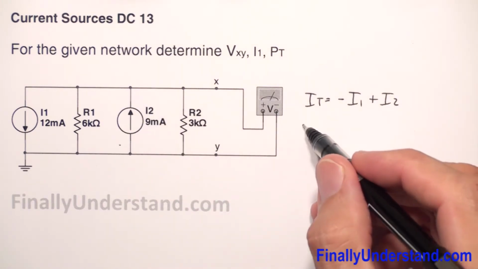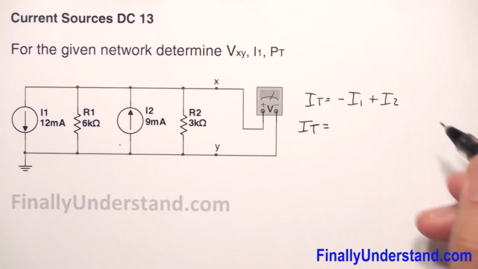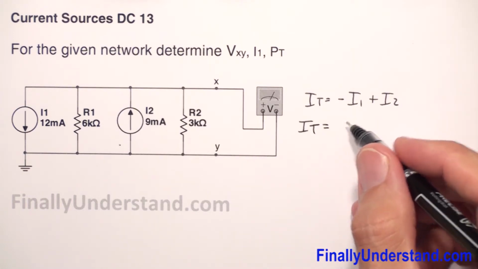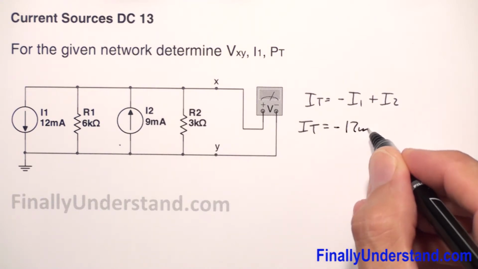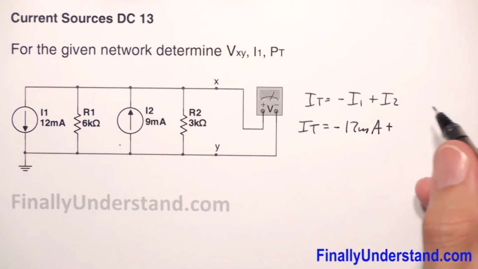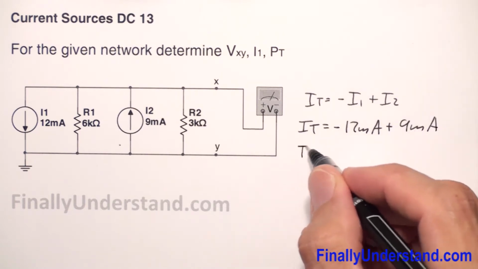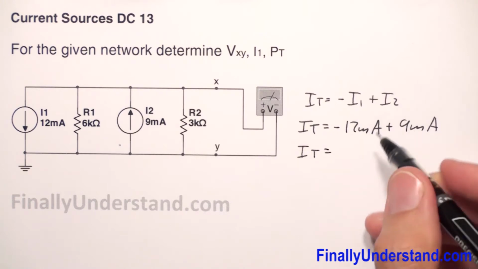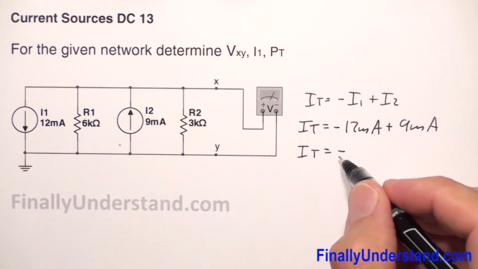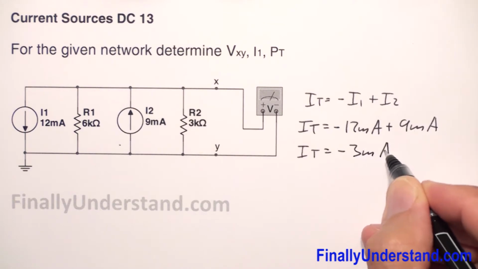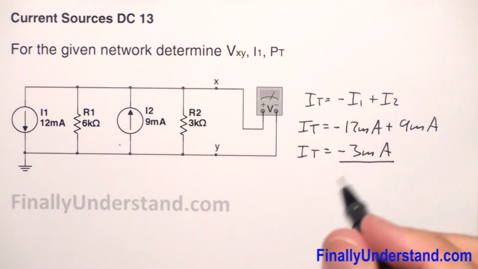Okay, so I have I total is equal to negative 12 milliamps plus 9 milliamps. So I total is equal to negative 3 milliamps. Okay, so this is my I total. Next, I would find R total.